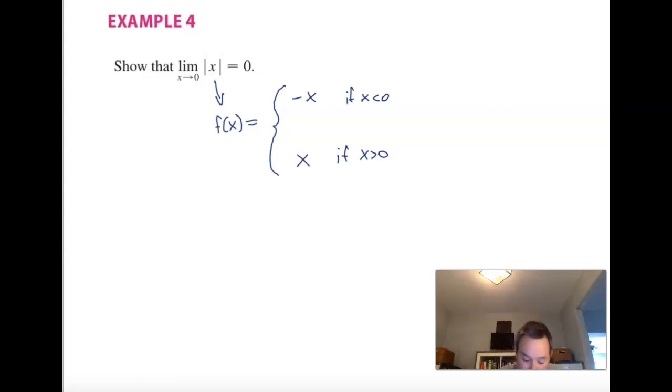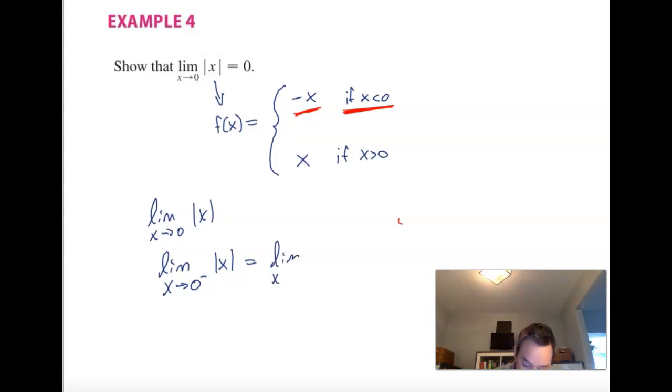So when I'm evaluating the limit as x approaches 0 of the absolute value, I need to evaluate it in two parts. I need to look at what's going on on the left and the right. So as I approach 0 from the left, the numbers to the left of 0 are negative. So I'm looking at only this piece of the domain, which means I'm only looking at this function. So I could then say that equals the limit as x approaches 0 from the left of the opposite of x. That's what that piece of the function does.